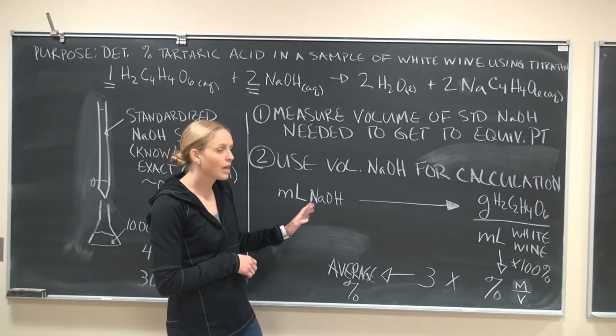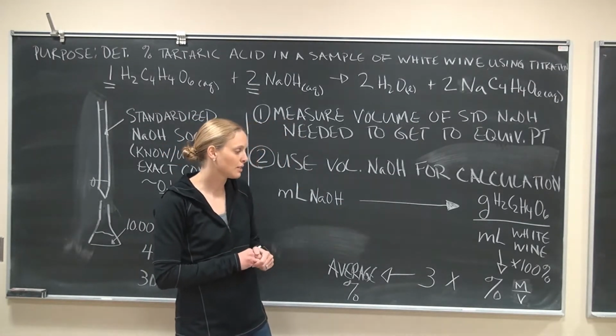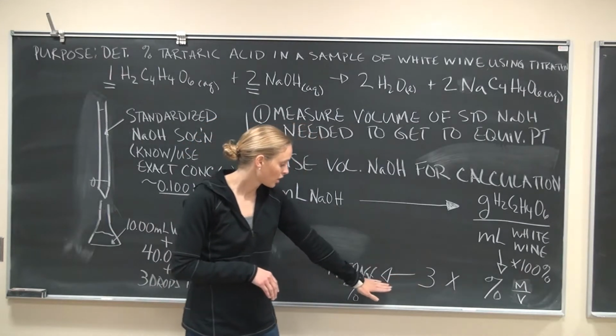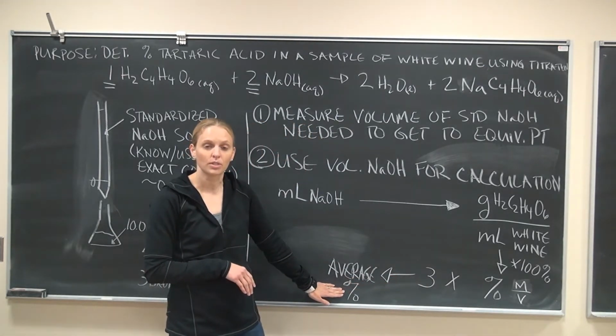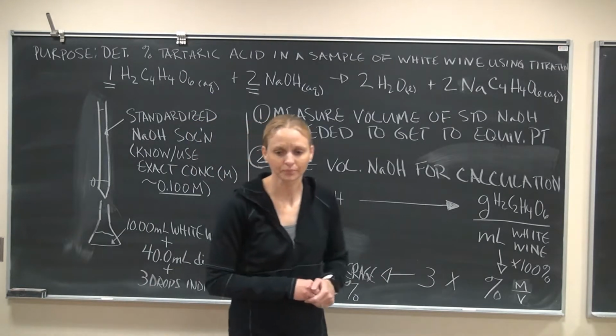Okay? And you're going to do that for your B, C, and D flasks. So you do this calculation 3 times for B, C, and D flasks, and then you are going to average those numbers to get an average of the tartaric acid in the white wine, okay?